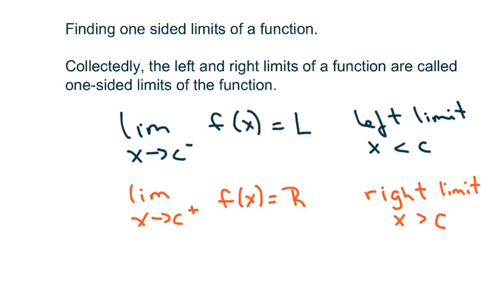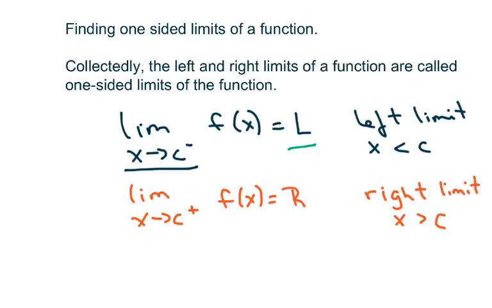We're going to be finding one-sided limits of a function. Collectively, the left and right limits of a function are called one-sided limits of the function. So basically, when you see something like this, you're saying limit as x approaches c from the left. This is where the left comes from, and it's technically referred to as the left limit, and it's where x is less than c. So it's coming from the left, approaching the constant.